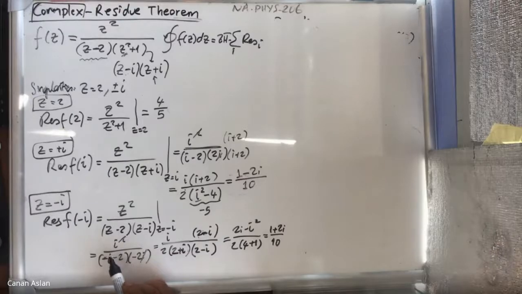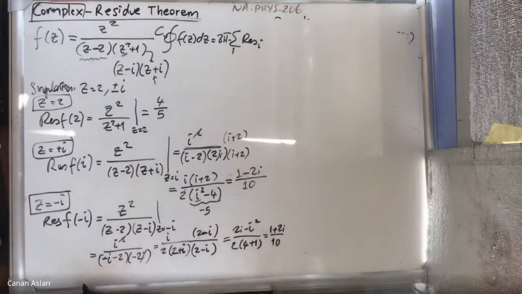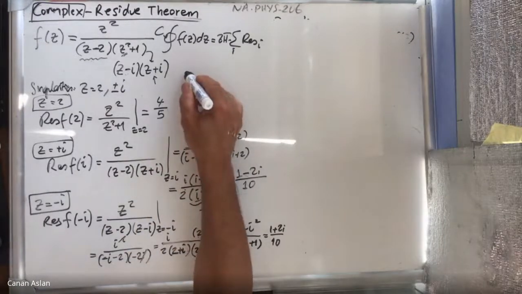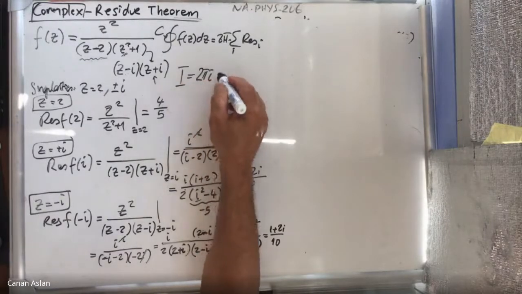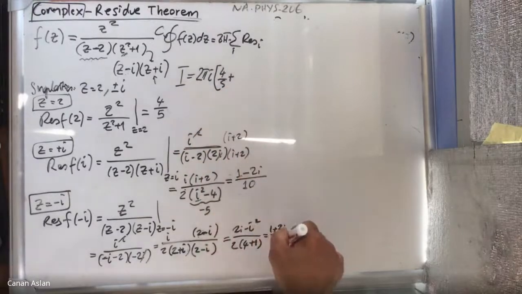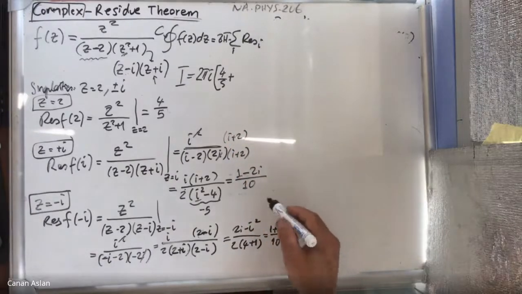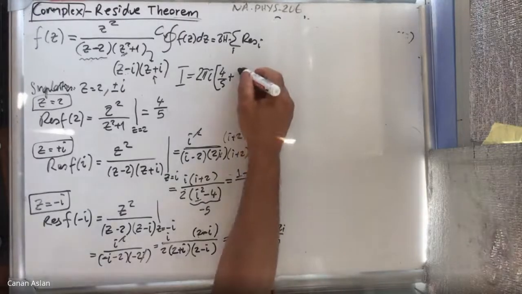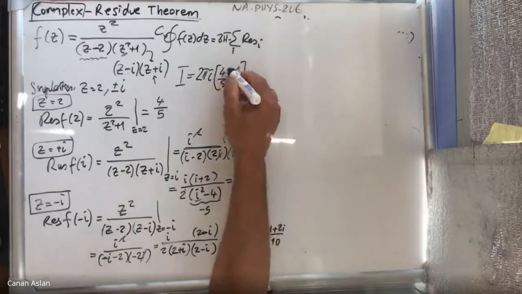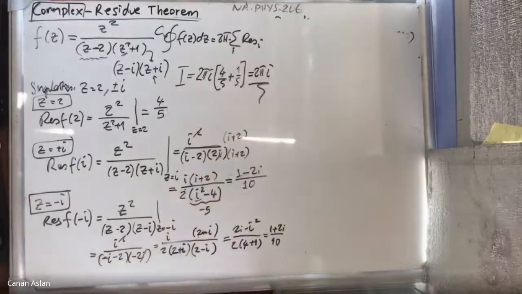So if the curve C includes all these three residuals, then the integral of this function will be equal to 2 pi i times the residuals. Just add them up. 4 over 5 is the first one, plus the second one, and the third one. When we add them up, the 2i's will cancel, as you see, because one is minus, the other is plus. 1 over 10, 1 over 10, 2 over 10, which is 1 over 5. So 1 over 5 plus 4 over 5 is 5 over 5, which is 1, which is just 2 pi i. So the result is just 2 pi i.